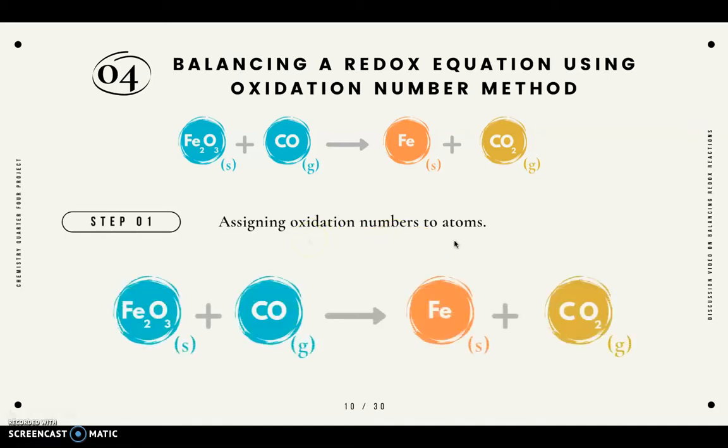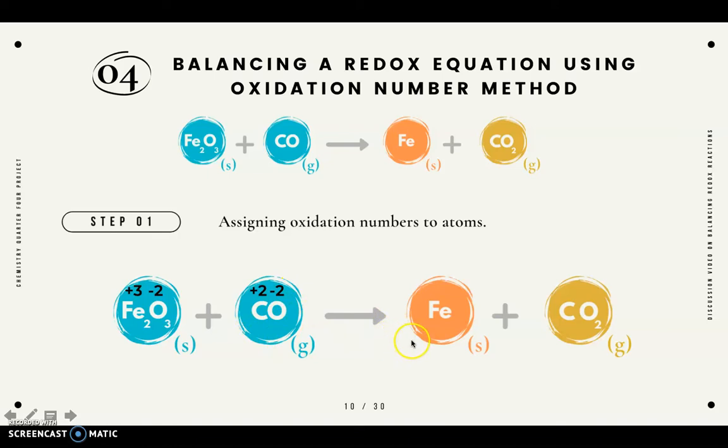Looking at the first reactant, ferric oxide, it is a neutral compound, so its oxidation number must be equal to 0. We know that oxygen is negative 2, and there are 3 atoms in this reactant, so iron must have an oxidation number of positive 3 for everything to add up to 0, in which negative 2 times 3 plus positive 3 times 2 is equal to 0. For the second reactant, carbon monoxide, it is also a neutral compound, so its oxidation number must also be 0. Here, oxygen is negative 2, and so carbon must have an oxidation number of positive 2 to balance everything out.